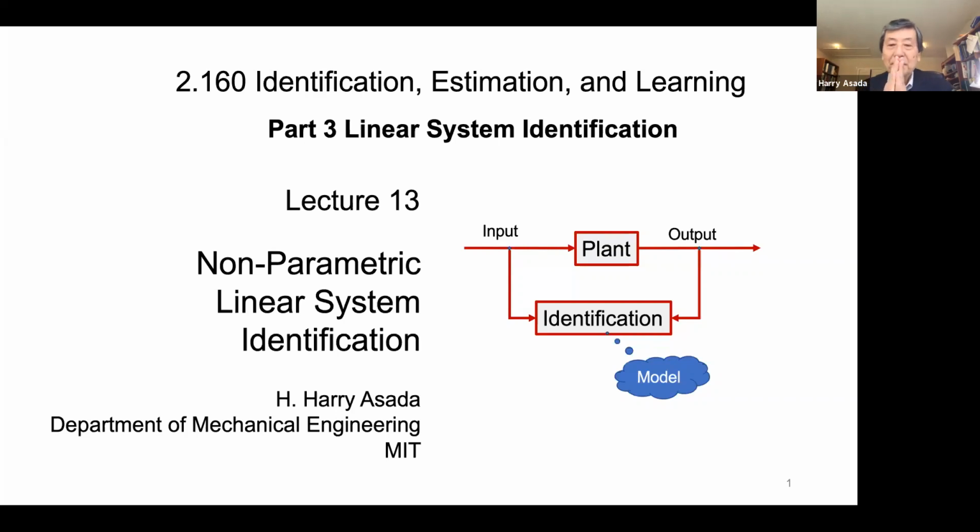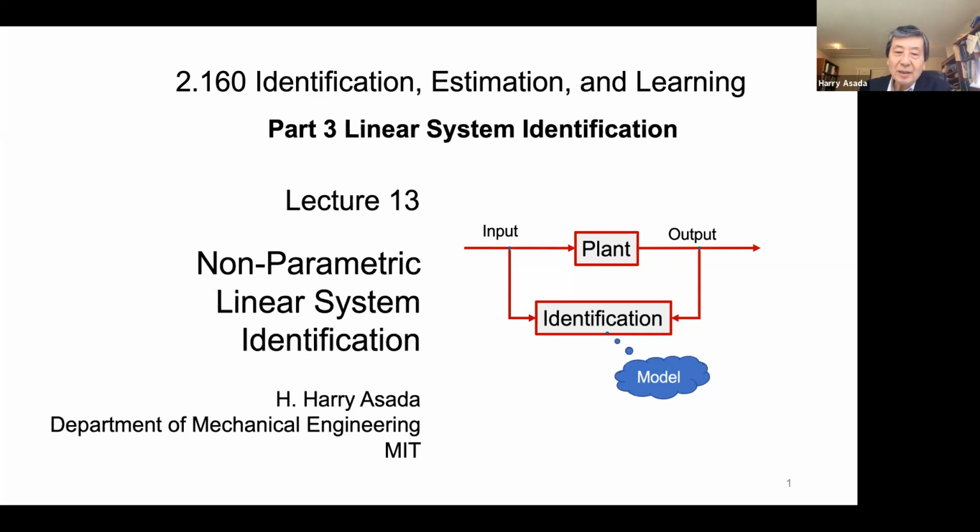The second half, we start with system identification. You may not be very familiar with system identification, but it turns out to be a very important part of engineering analysis. Identification and learning are closely related, in fact.